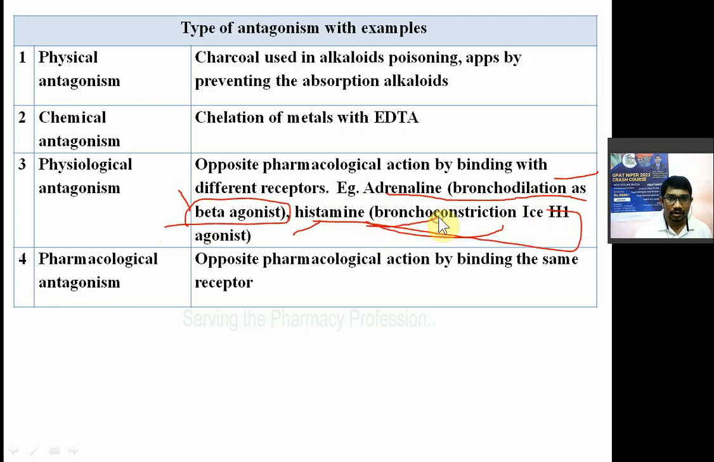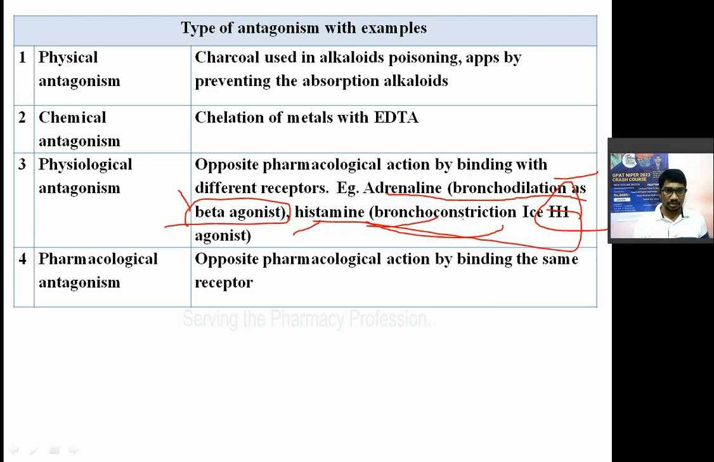यहाँ पे bronchoconstriction कर रहा है histamine by acting on its own receptor. कौन सा receptor है? Histamine receptor. Adrenaline क्या करता है? Bronchodilation by acting on a beta receptor. So opposite pharmacological action. एक कर रहा है bronchoconstriction, एक कर रहा है bronchodilation. लेकिन दोनों के receptor अलग अलग है. So opposite pharmacological action by binding to a different receptor. That is known as a physiological antagonism.